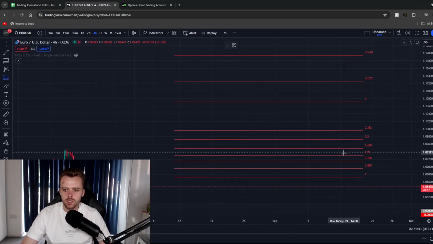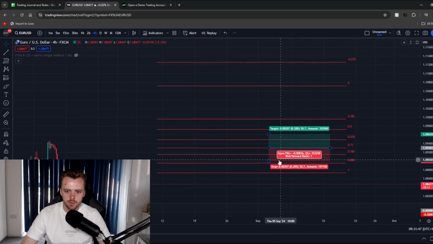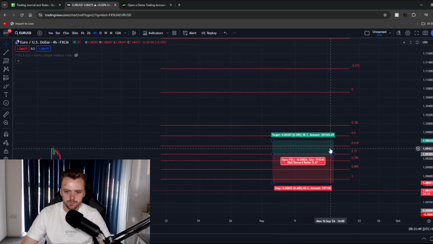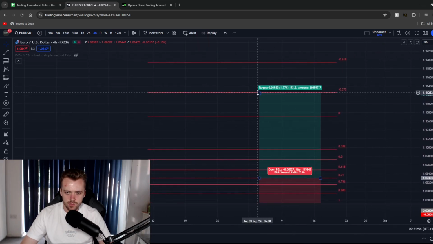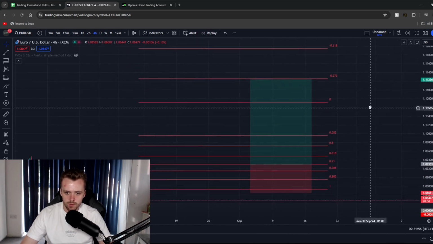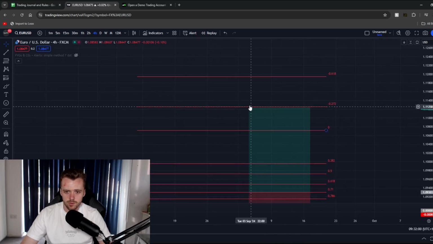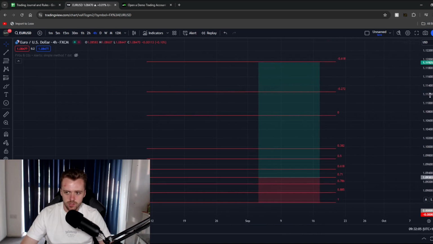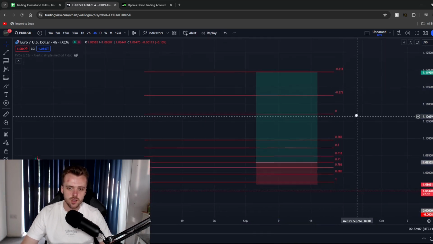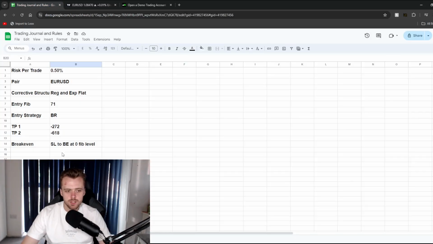So what I'll be doing is looking for entries at the 71 fib level. So just here, my stop loss will be below here. And my take profit will be just below the 272. That'll be the first take profit, which is almost a 1 to 3, just under a 1 to 3. And the 618, which is a 1 to 4. So the risk to reward of these two take profits will be very good for my trading plan and my risk. I'll be moving my stop loss also to break even at the 0 fib.